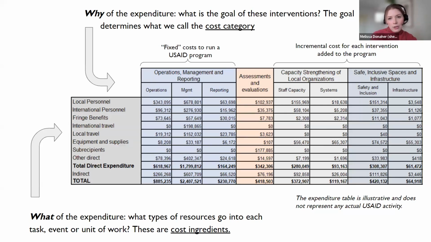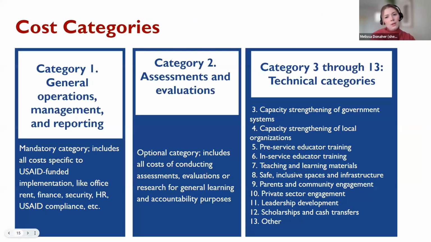So every cost should be able to fit into both the what, which is the row, and the why, which is the category. On the next slide, I'm going to give a little bit more detail on the cost categories, and then I can pause at that point and see if there are any questions, because I know this is an important part of the work that we sometimes just get questions about. How do we think about the categories and ingredients? So if we go to the next slide, thank you.